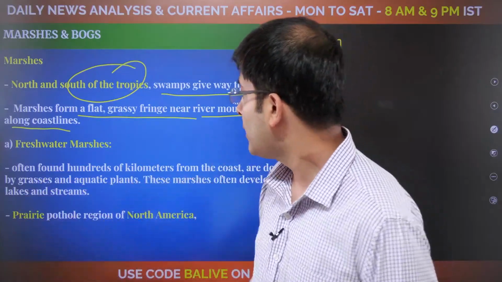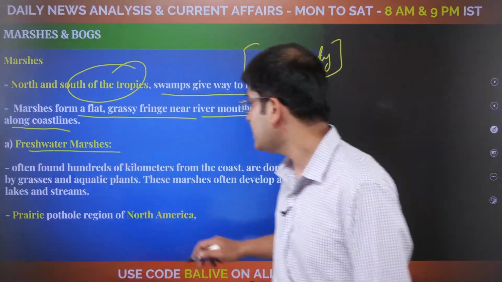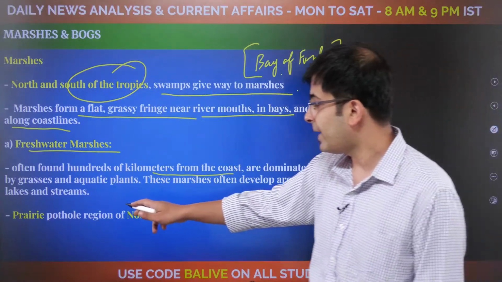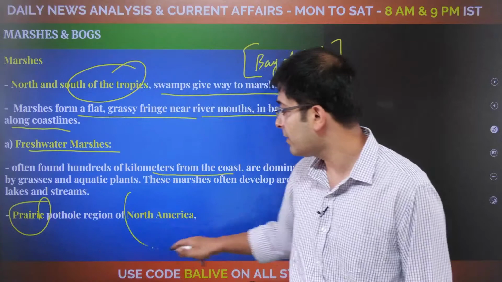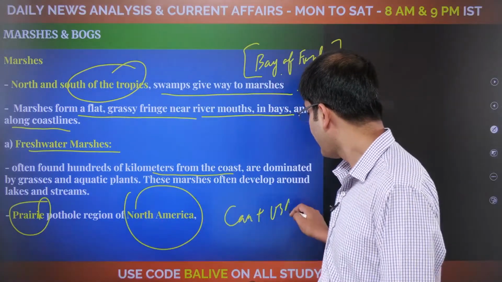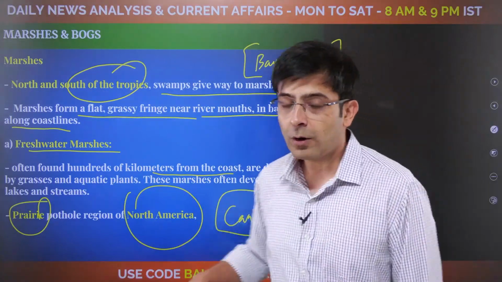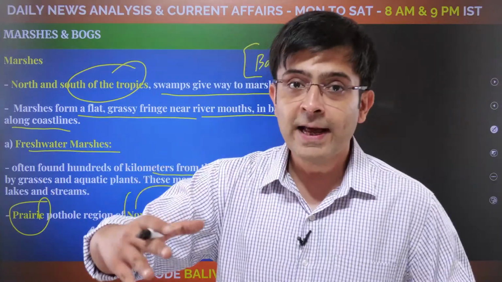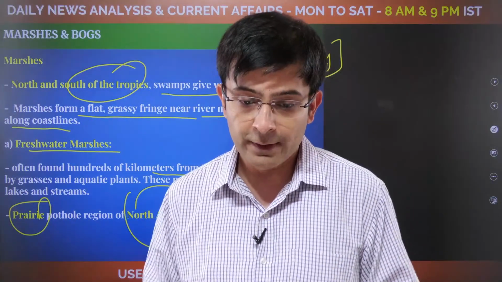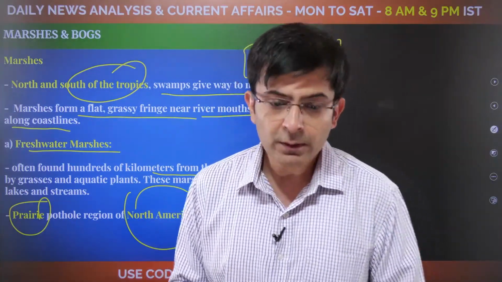the sea. Alright. And then you have freshwater marshes, often found hundreds of kilometers from the coast. Okay. Such as the prairie region in Northern America. Canada plus USA. Okay. So you will find lots of rivers there. The prairie pothole in fact has large lakes. So they are wetlands. Critical importance in fact. Pangong Tso is freshwater? Yes, correct.